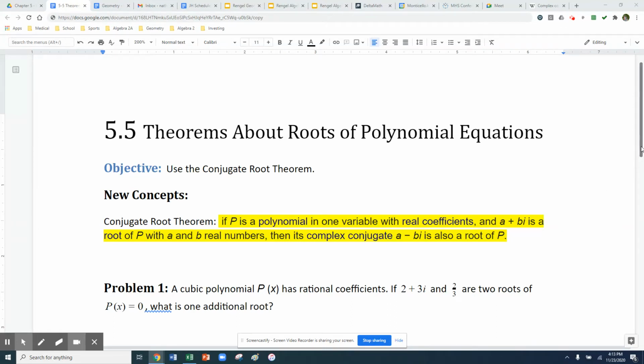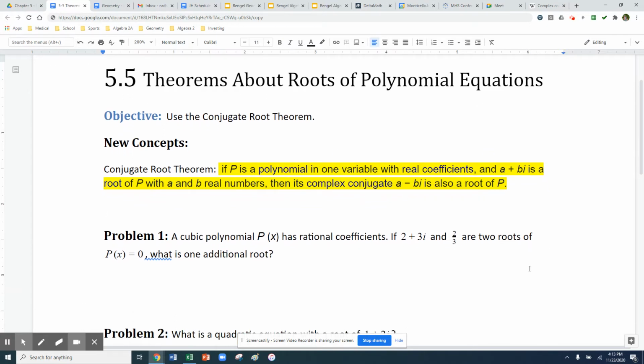Hey there, Algebra 2. Welcome back to another episode from Chapter 5. We've got Section 5.5, Theorems about Roots of Polynomial Equations. And our goal today is to use the conjugate root theorem. So here is the conjugate root theorem.